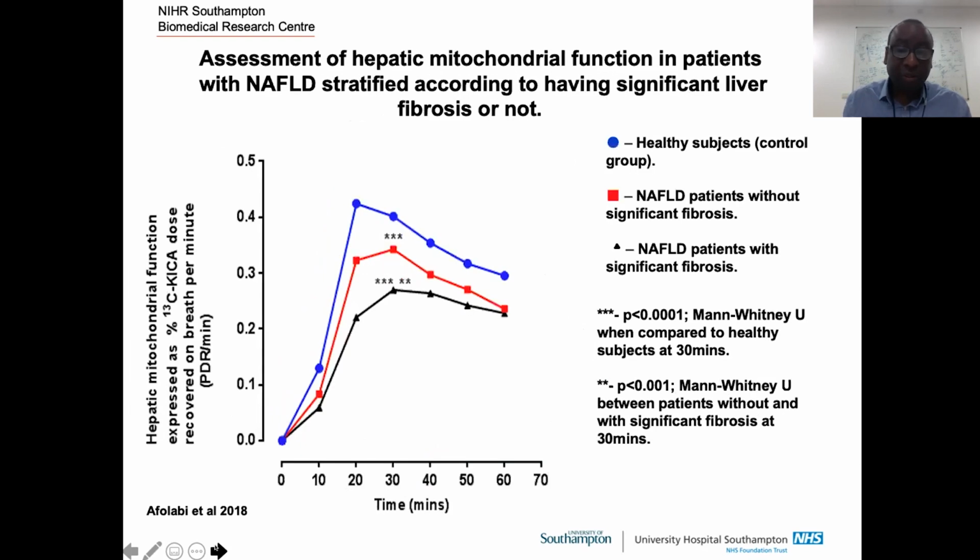So this second slide here shows that when the patients with NAFL were stratified according to whether they had significant liver fibrosis or not, again, the plot on the left-hand side shows that the 13C kicker breath test was able to distinguish differences in hepatic mitochondrial function between patients with significant fibrosis from those who did not have significant liver fibrosis and from healthy subjects.